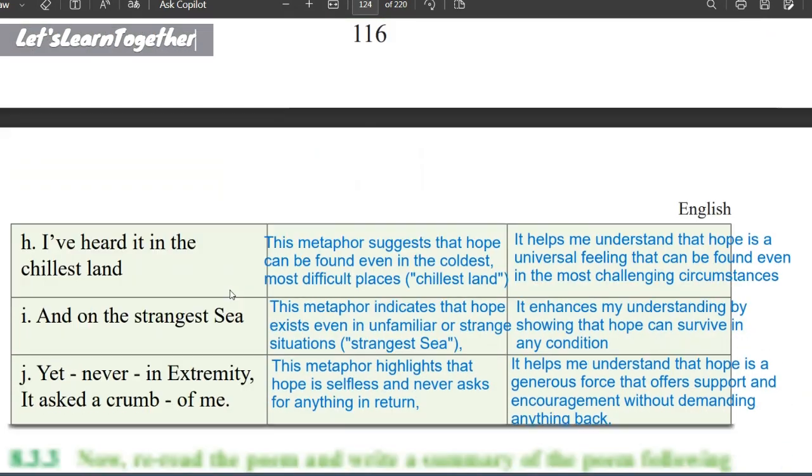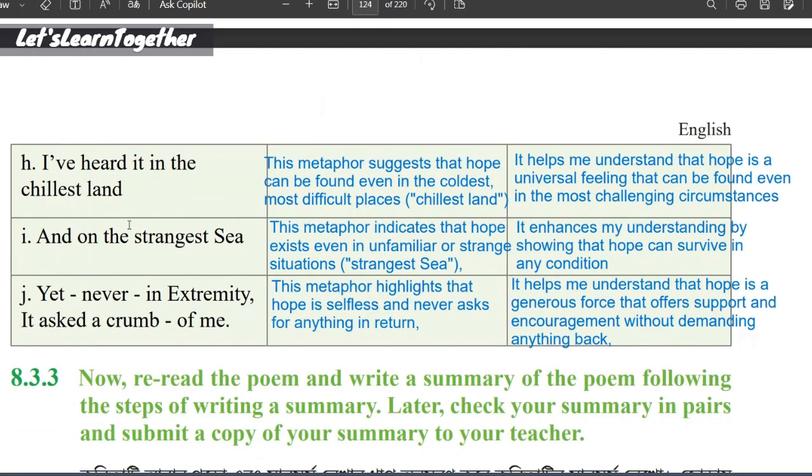The number H is "I've heard it in the chillest land." Chillest land means a land which is very cold. That means the weather pattern is very intense, very adverse. So even in that sort of situation, the poet has heard hope. Heard hope here basically means that has felt hope.